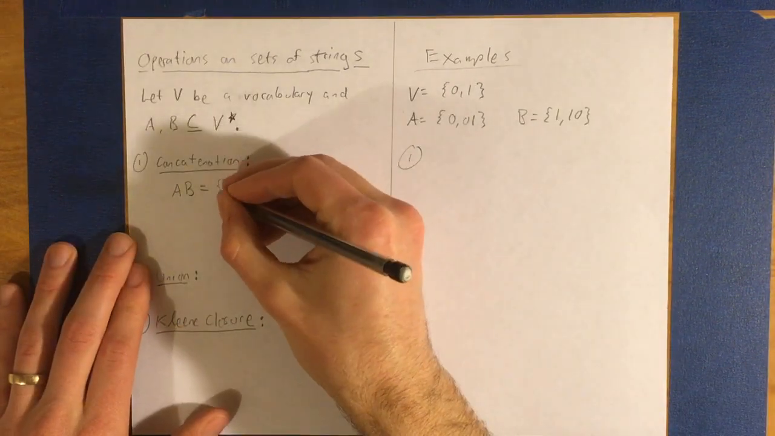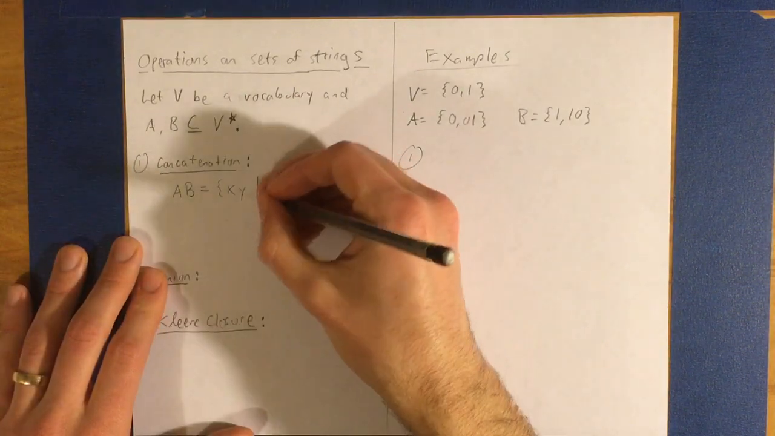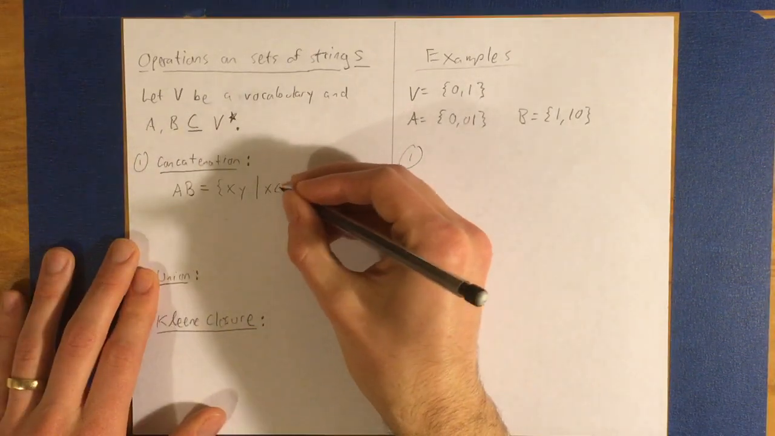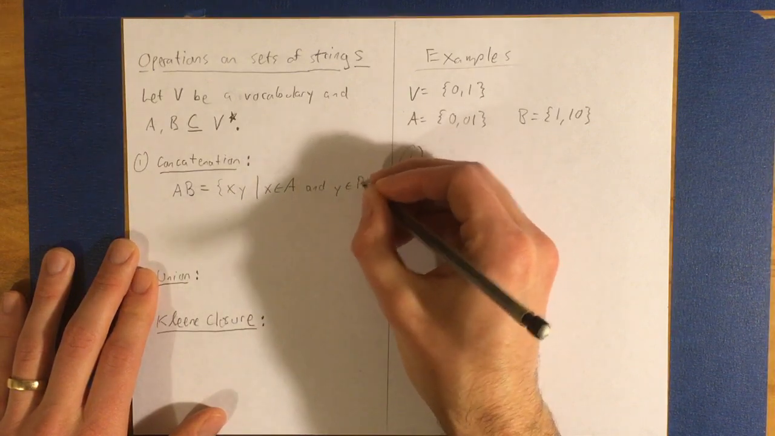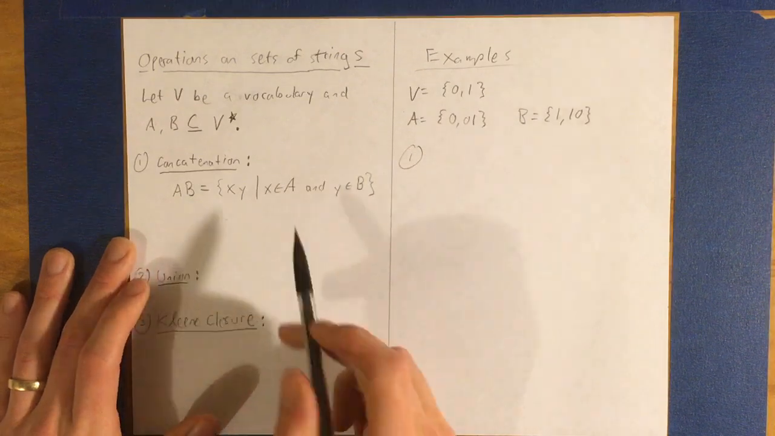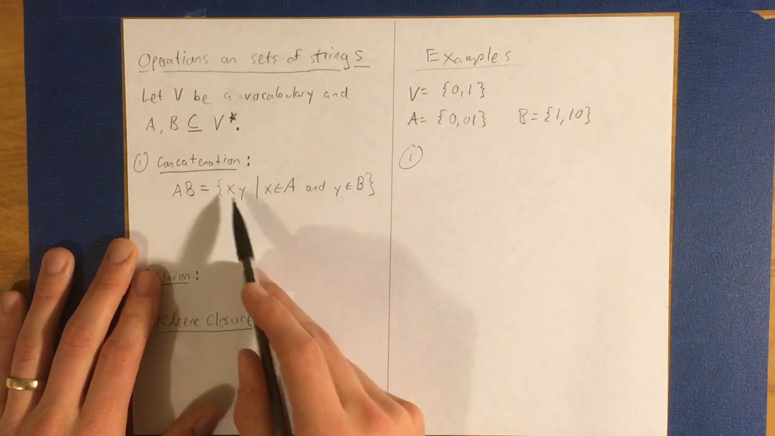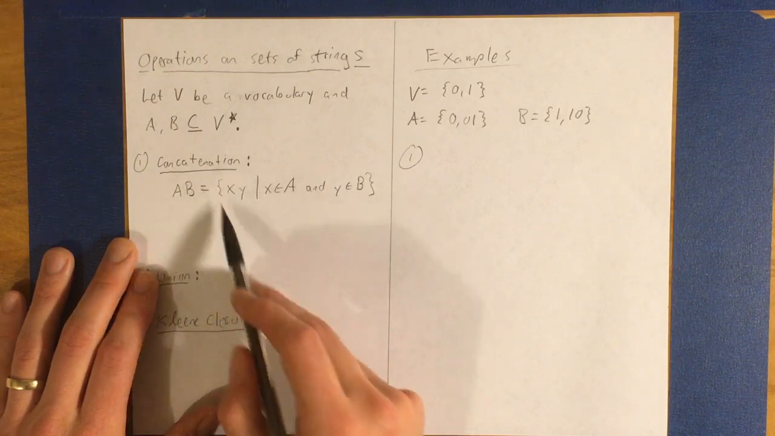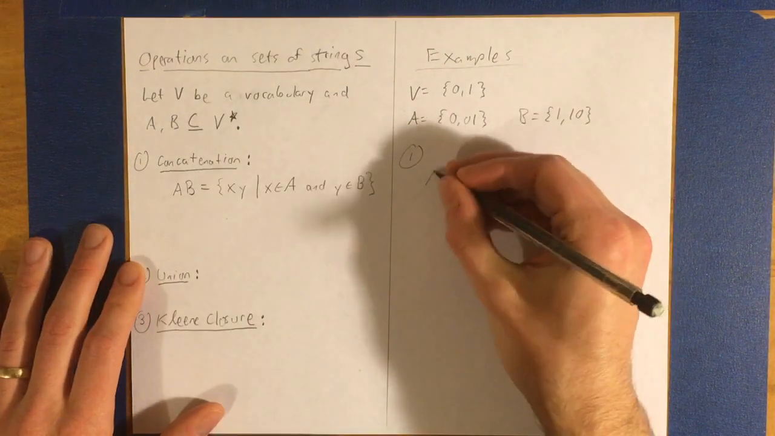So we'll define this as the set of all strings xy, where x and y are strings as well. x is an element of A, and y is an element of B. So we're taking the string x from A and the string y from B and concatenating them together. And every possible resulting concatenation we could get from that is going to be in this set called AB.